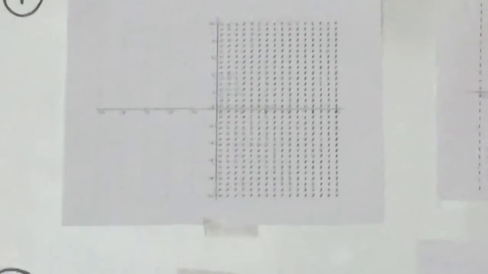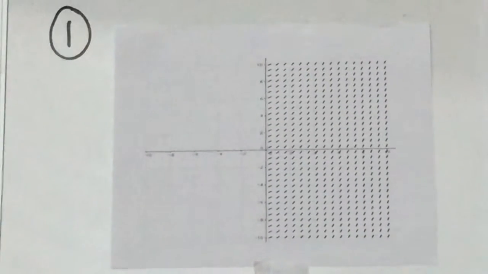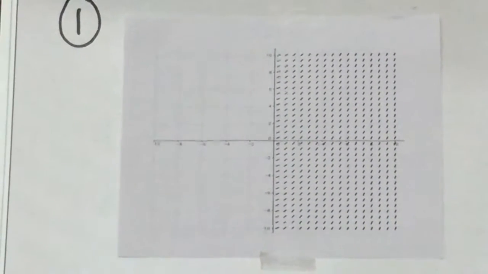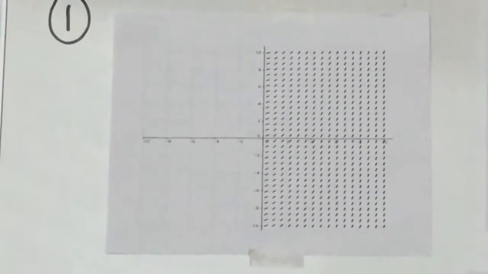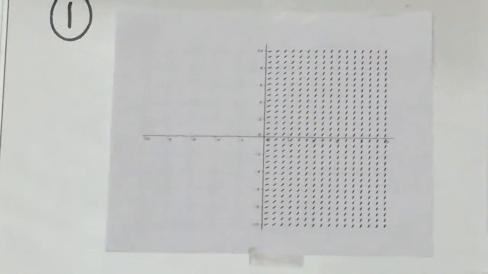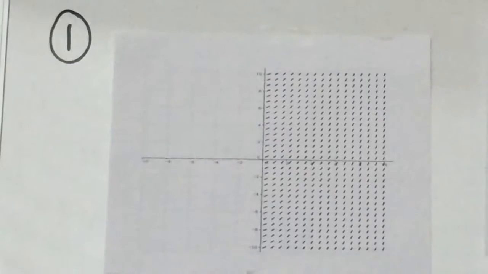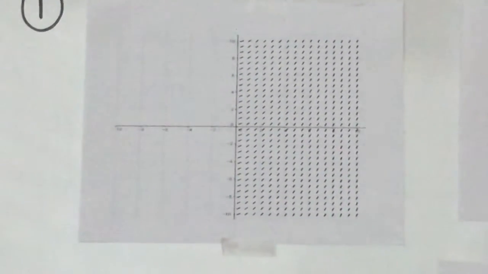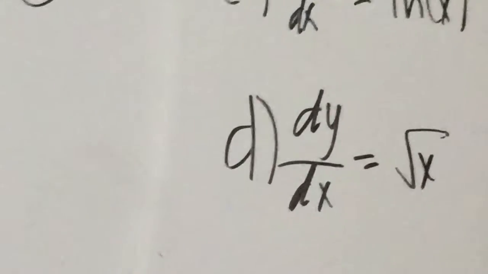If it is equation C, which is dy over dx equals ln of x, then when x equals 1, the slope should be equal to 0. However, in this graph, this is not the case. When x equals 1, the slope is around 1 as well, which matches equation D, which is dy over dx equals the square root of x.